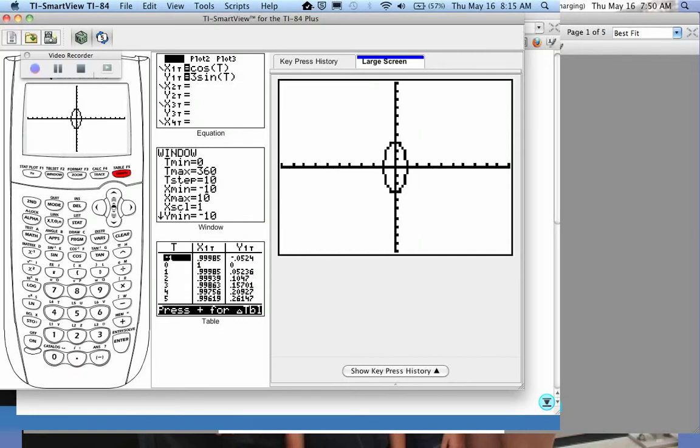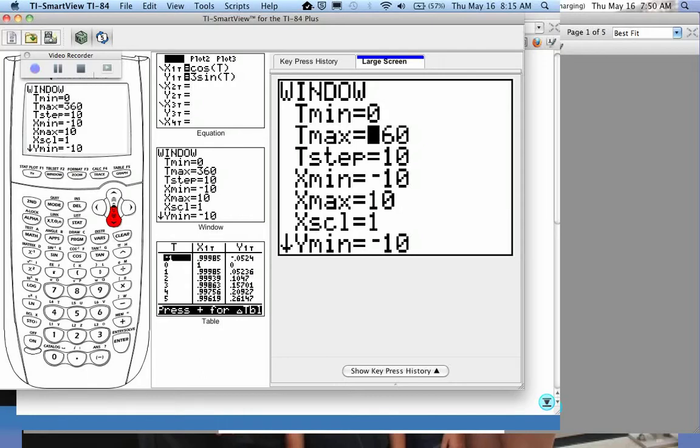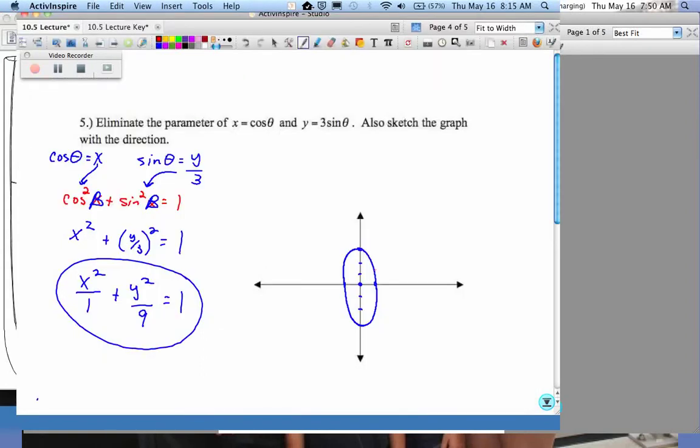Now, did you see which direction it went? Yeah. If not, you can switch. Next. So it's going up and around this way. Counterclockwise or clockwise. That's the direction. Good.